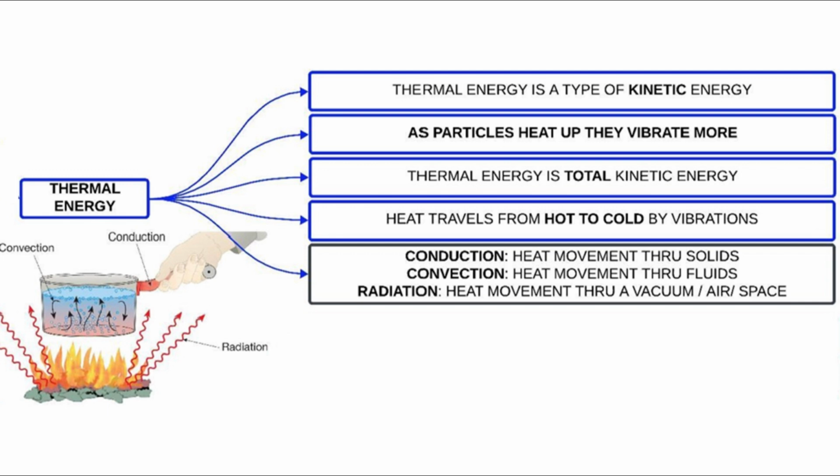Then we have thermal energy. Thermal energy is a type of kinetic energy. As the particles heat up, they vibrate more. Thermal energy is the total kinetic energy. Heat travels from hot to cold by vibrations. And there are three types of movement for thermal energy. Conduction is the heat movement through solids. Convection is the heat movement through fluids, which are liquids and gases. And radiation is the heat movement through a vacuum, air, or space.